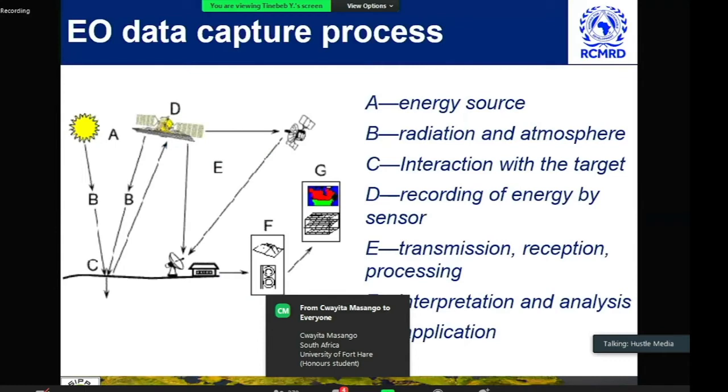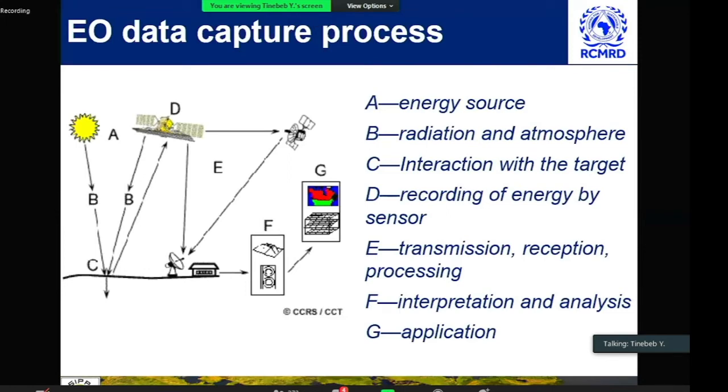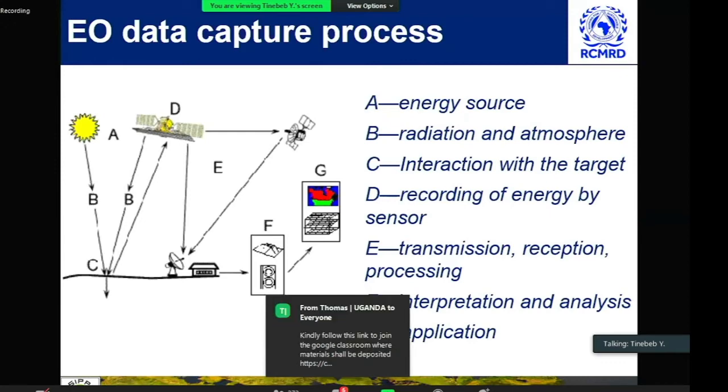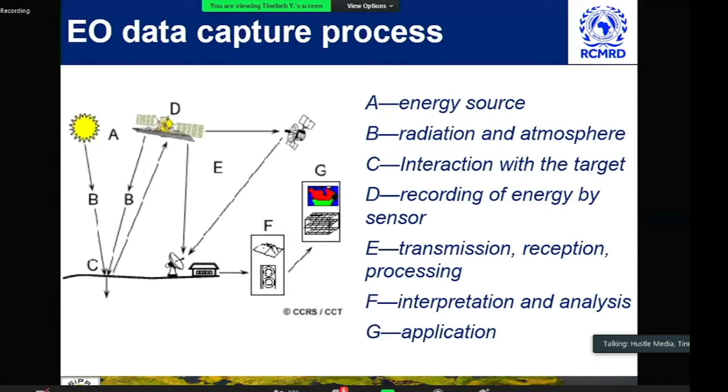So in these schematic presentations, we have tried to see what the main processes integrated into Earth observation are. We want to see in this diagram how Earth observation data is captured in the process. Figure A represents the main source, in this case, the sun. The sun gives out radiation and then interacts with part B, which is the atmosphere. And then in part C, it's also interacting with Earth, where some of this energy is absorbed or reflected. On the other hand, the other energy source is from the satellites themselves, which is in part D.